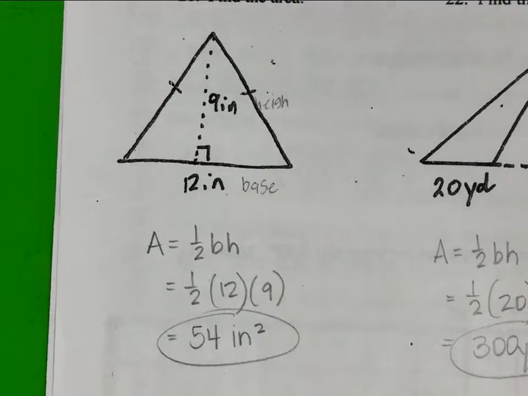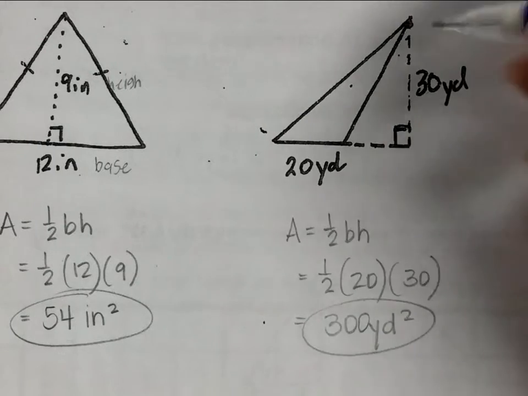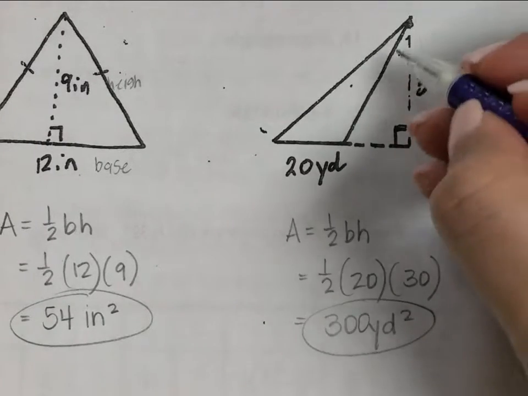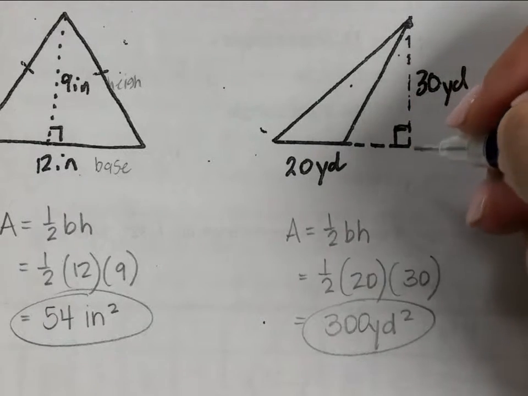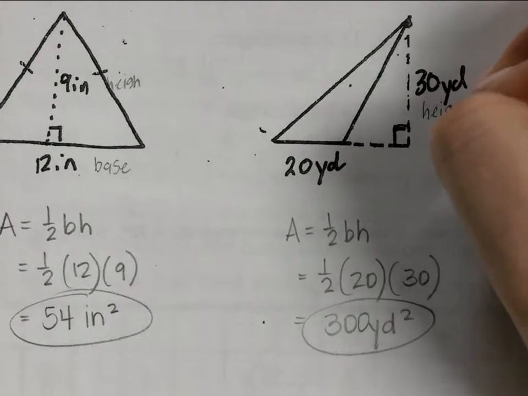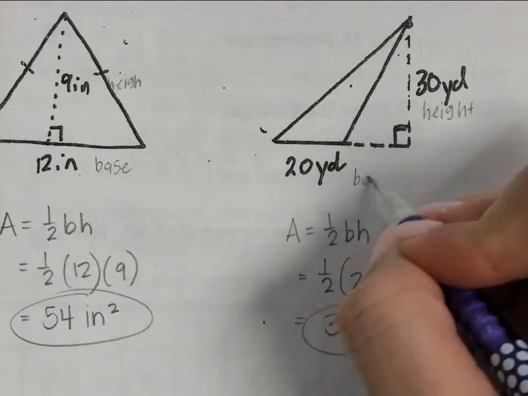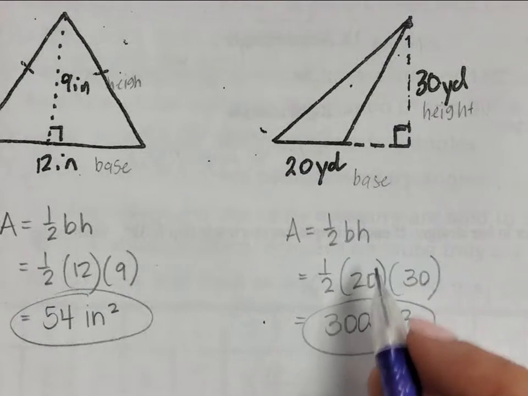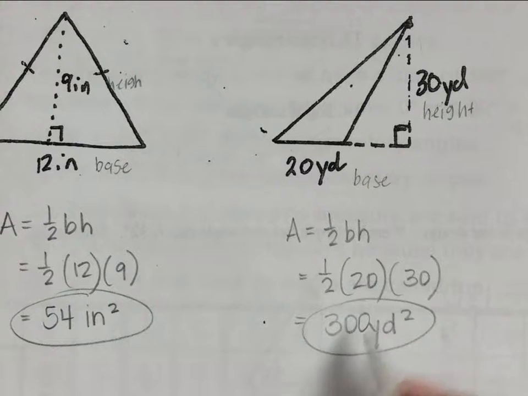So number 22, you are finding the area as well. This is not part of the triangle. The triangle is actually this right here. But this is just telling you that the height of the triangle is 30 yards. So this is your height, and this is still your base right here. So 1/2 base times height means 1/2 times 20 times 30. When you multiply those together, you get 300 yards squared.